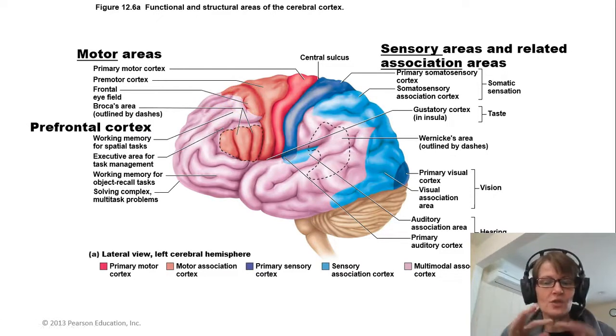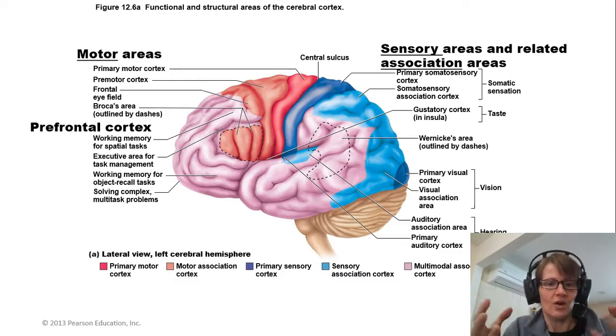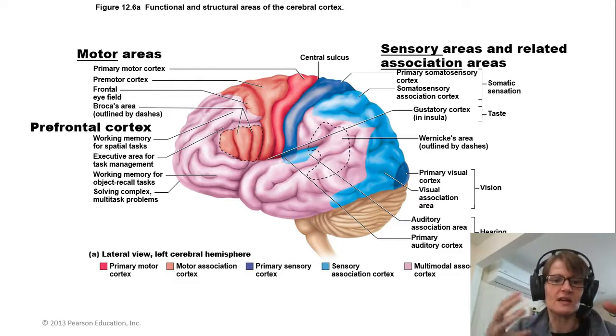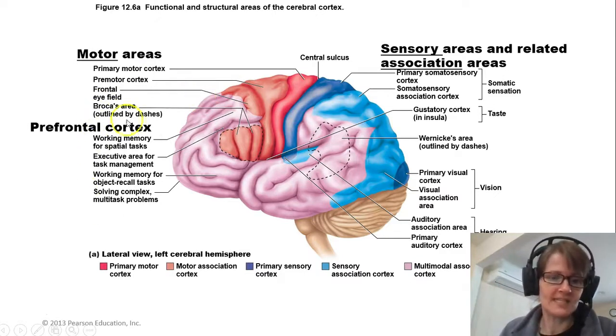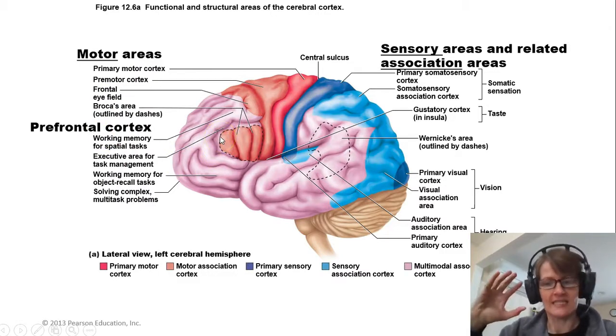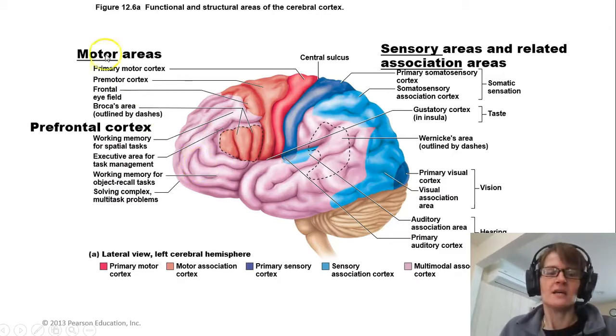This is a lot of association cortex. It's difficult to say this neuron's doing this and this neuron's doing that. These are working on spatial tasks and recall, and it's difficult to say exactly what's going on here, but it's a lot of judgment and character.